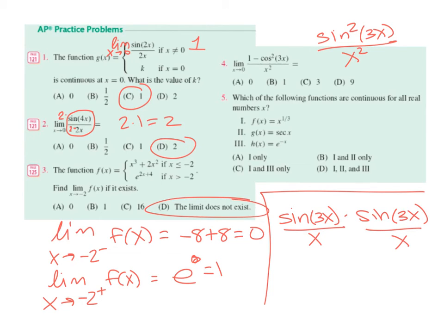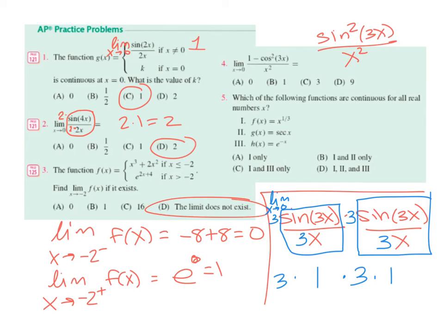But then what else do we need in this problem to take the limit as x approaches 0? We need a 3 on the bottom also. So I need a 3 here. If I put a 3 on the bottom, I need a 3 on the top. So we have, that's our 1. So it's 3 times 1 times 3 times 1. The limit of that is 1. So the answer is 9. That's fun. I like that problem.